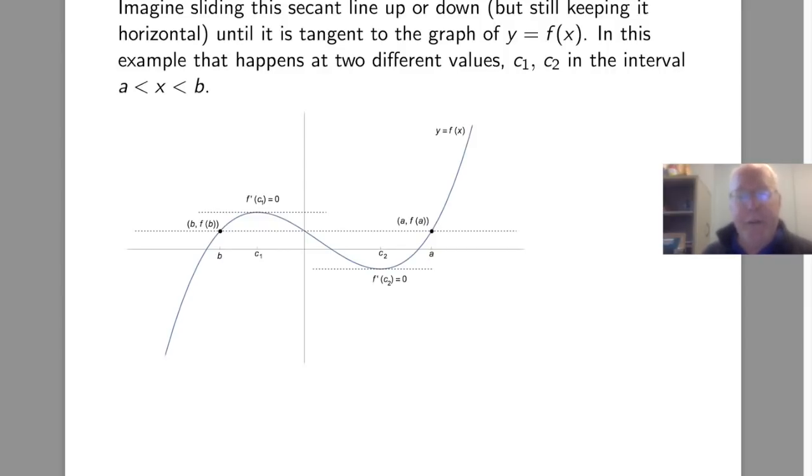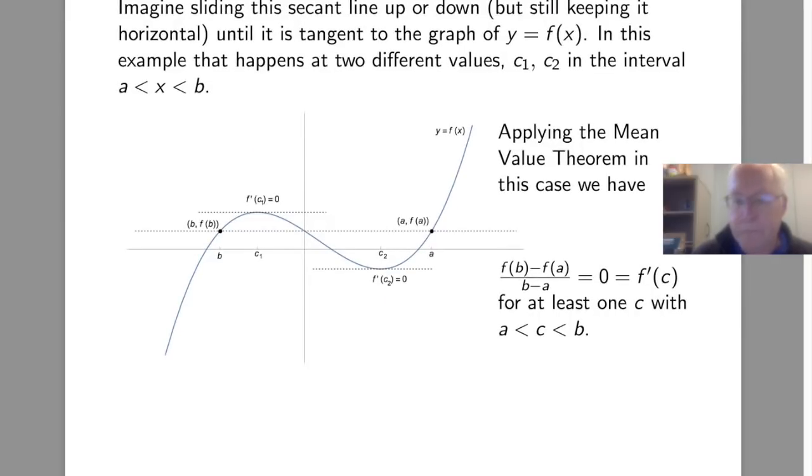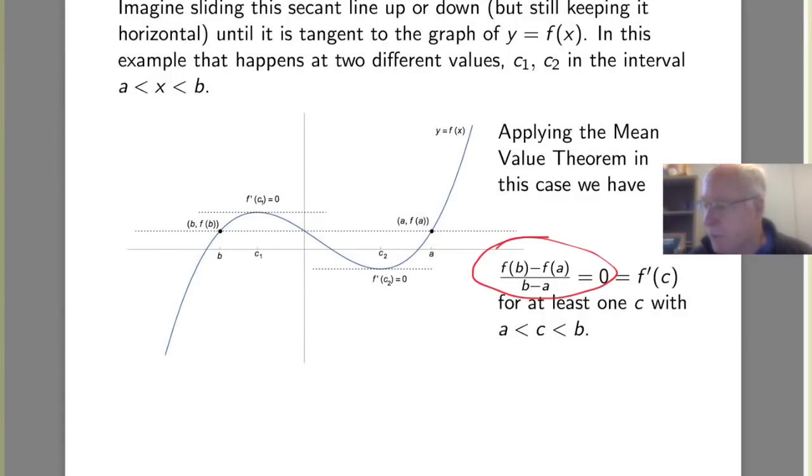Here we've drawn in tangent lines at those points. We can see very easily from the graph that there are 2 points between b and a where the derivative takes the value 0. That's at these points labeled c1 and c2. So f prime at c1 and f prime at c2 are 0. And again, this is really the mean value theorem in a very special case, where the difference quotient, as we see here, turns out to be 0.